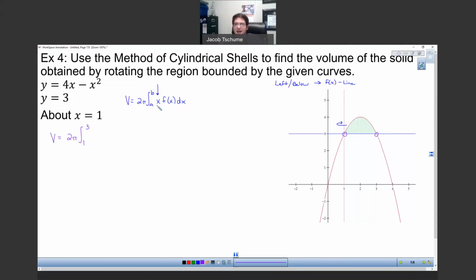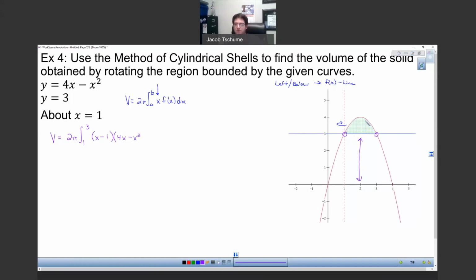Instead of just being x, I have to take that x and subtract the line that I'm rotating around, which would be 1. And then you would multiply this by the function that you're applying to cylindrical shells, which would end up being 4x minus x squared. But this is not a disk method. Because once again, if you look at this shaded region, there is a big gap right here between what you're rotating around and the x-axis. So you have to do the washer method variation here.